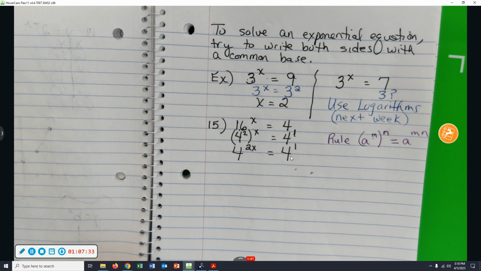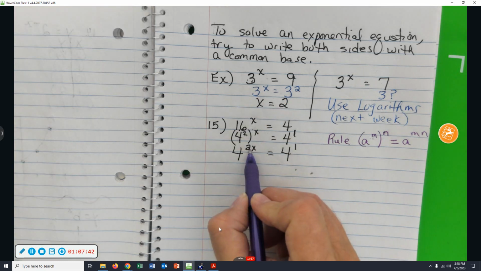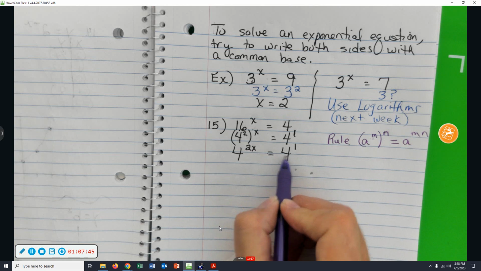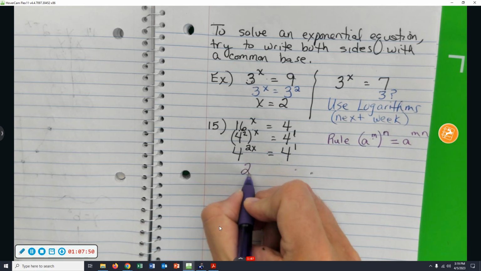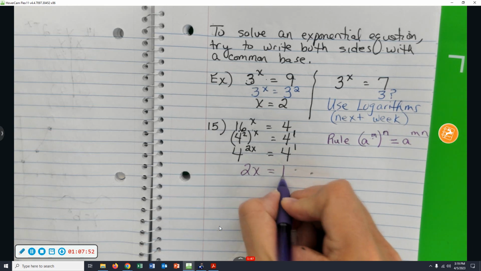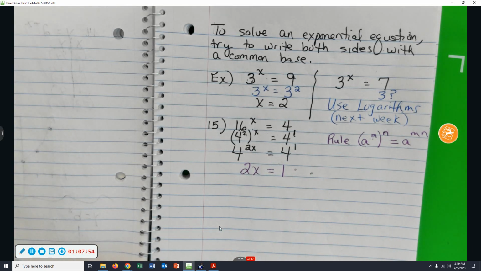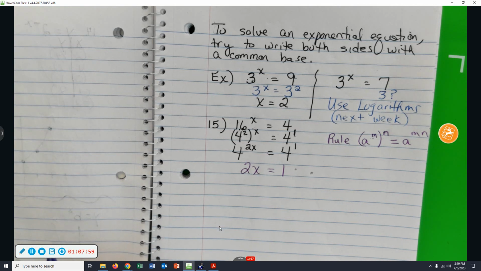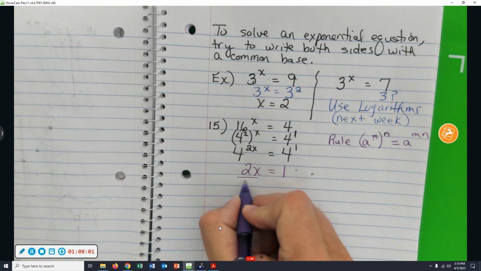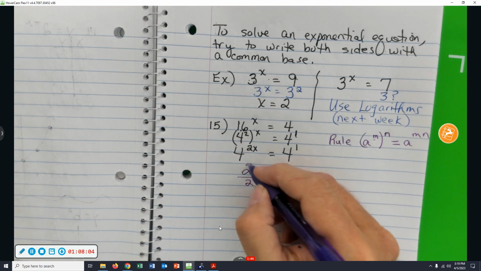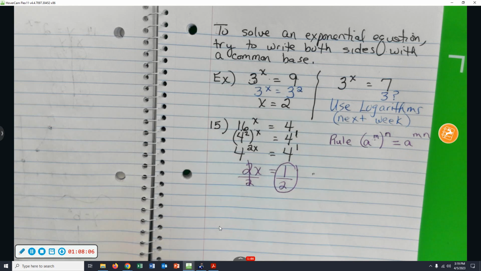Once you get the same base, you can do what we did here. Once you have the same base on both sides, drop the bases, set the exponents equal. Since the bases are the same, the only way these can be equal is if the exponents are the same. So dropping those big 4's, we have 2x equals 1. Is that an equation we know how to solve? Divide by 2, yeah. So we have x equals 1/2.